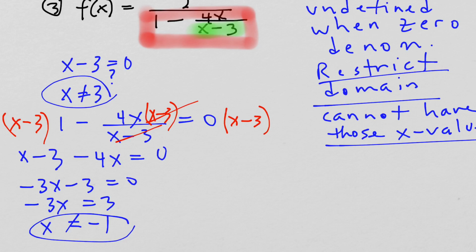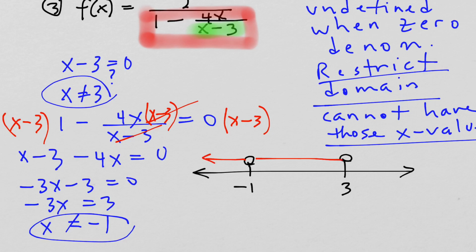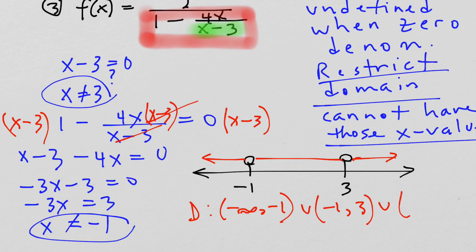So let's look at what that would look like on the number line, so we can write it in interval notation. Okay, so it can't be those two numbers, so empty circle. But it could be over here, here, and here. So that's a three-piece domain. All right, so we've got -infinity to -1 is okay. -1 to 3 is okay. 3 to infinity is okay. All right, so this is our domain for this function here.